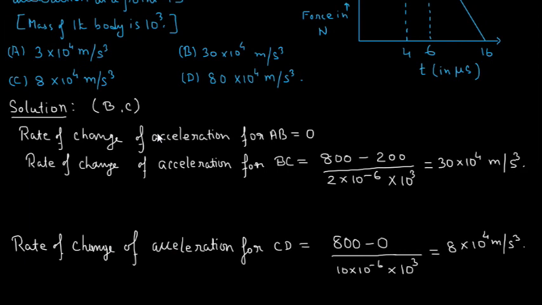Let us see how. Rate of change of acceleration for AB is 0. Rate of change of acceleration for BC is 800 minus 200 upon 2 multiplied by 10 to the power minus 6, multiplied by 10 to the power 3. From the graph, we get the figures. So upon solving, we get 30 multiplied by 10 to the power 4 meter per second cube. Rate of change of acceleration for CD is equal to 800 minus 0 upon 10 into 10 to the power minus 6, multiplied by 10 to the power 3, that is 8 multiplied by 10 to the power 4 meter per second cube.